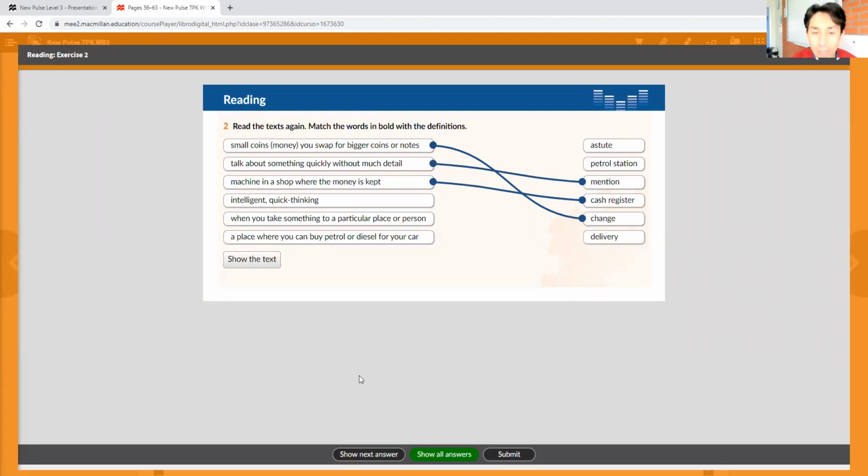Intelligent, quick thinking, astute. When you take something to a particular place or person, this is delivery. And the last one, a place where you can buy petrol or diesel for your car. This is petrol station.